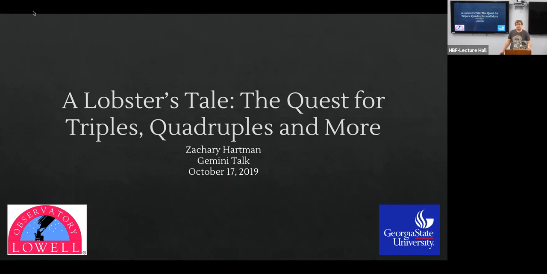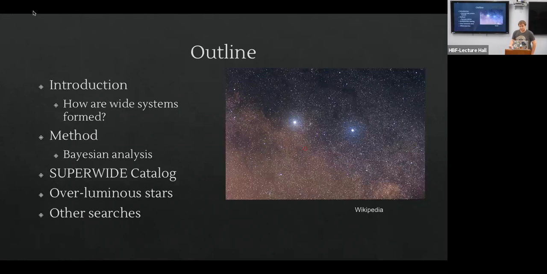So today I'm going to talk to you about my research involved in white dwarfs. That was the white dwarf conference next week. Wide binaries, although I do have some wide binaries that have white dwarfs in them. So I'm just going to talk a little bit about how these wide binaries are formed, the method we use to find these wide binaries in Gaia DR2. Then I'll go into what I mean by the lobster diagram, hence the name of my talk, and then I'll go into some other searches that are ongoing, looking for triples, quadruples, and more through other various methods.